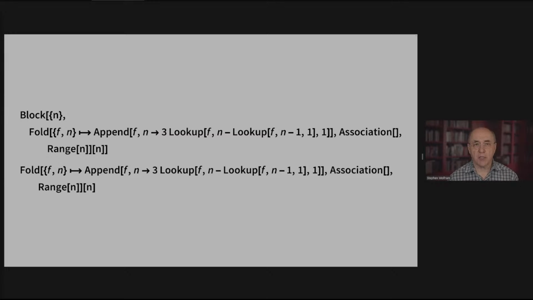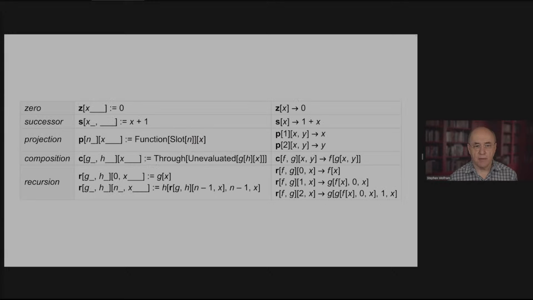Well, the ultimate historical definition of primitive recursion, though, doesn't involve subsets of the Wolfram language. The definition was given almost exactly 100 years too early. Instead, it involves a specific set of simple primitives. And that's these things here: the 0 primitive, the successor primitive, the projection primitive, the composition primitive, and the recursion primitive.